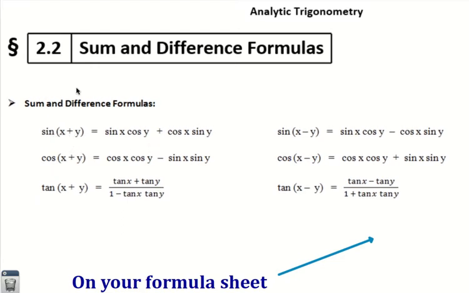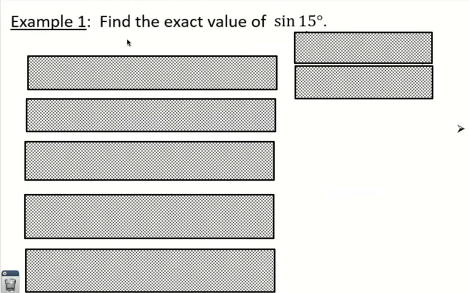So that's why they're called the sum and difference formulas, because it's the sine of a sum of two angles, cosine of a sum, tangent of a sum, and it's always equal to this other side. And over here, this is like the sine of a difference of two angles. And let's see how we can use this stuff.